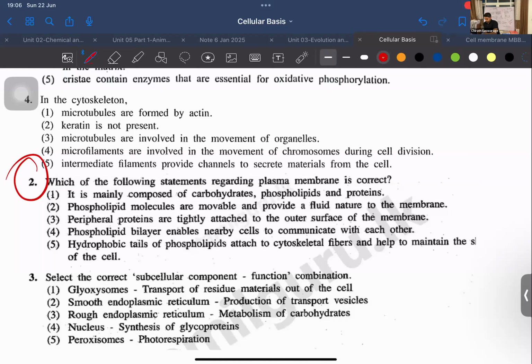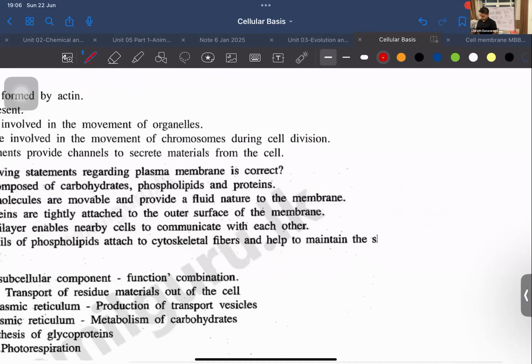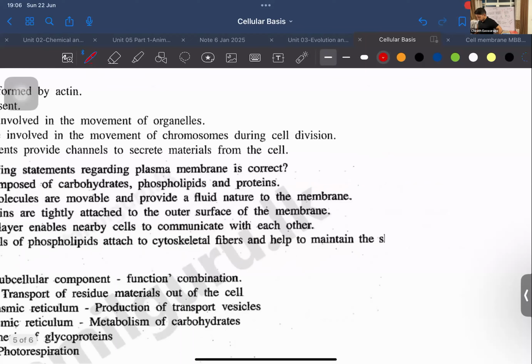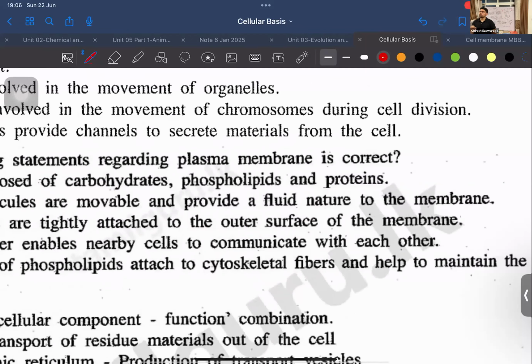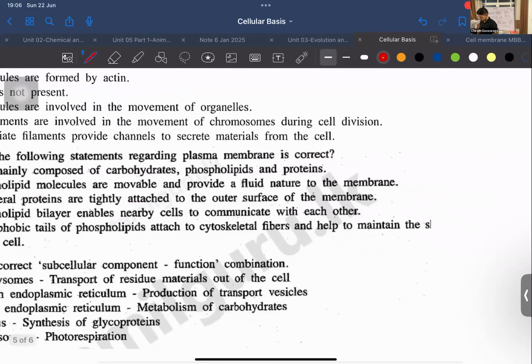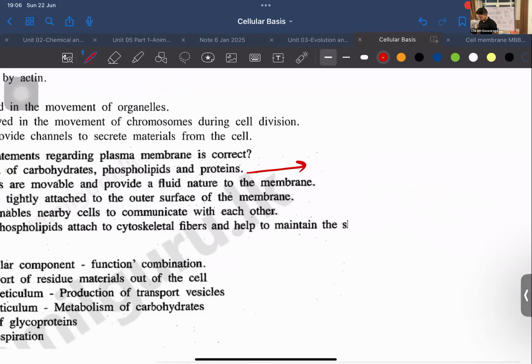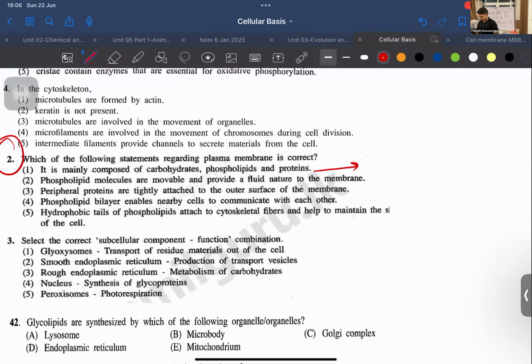Right. Let's discuss which of the following statements regarding plasma membrane is correct. It's mainly composed of carbohydrates, phospholipids, and proteins. Okay, what is wrong about that? I gave you the answer, so I want you to write a review in front of it. It is mainly composed of phospholipids and proteins only. There is no main carbohydrate composition.